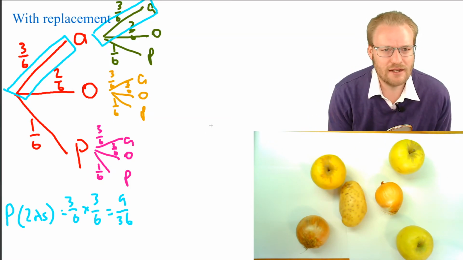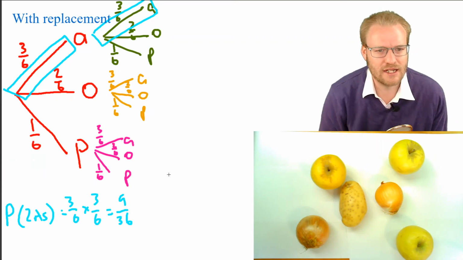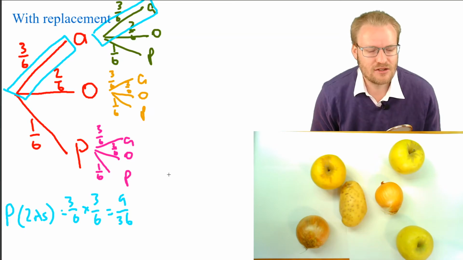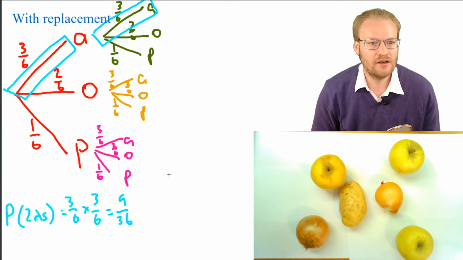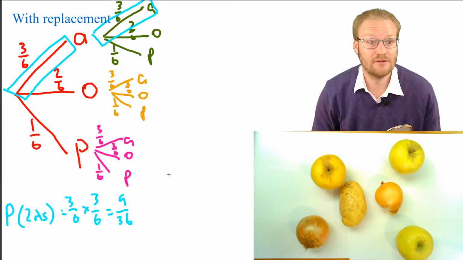We're just going to do one more for now. What's the probability of picking out at least 1 onion?